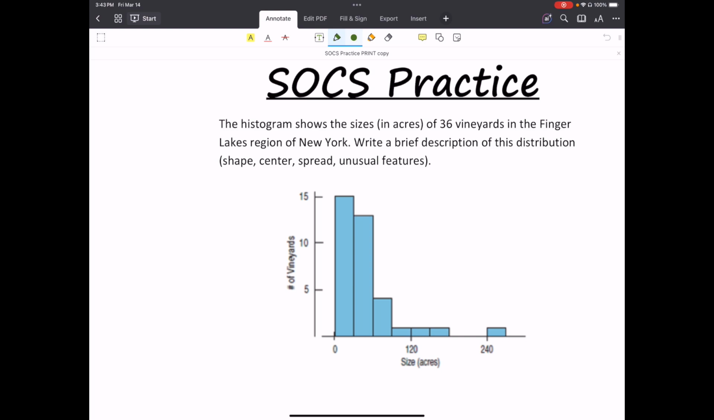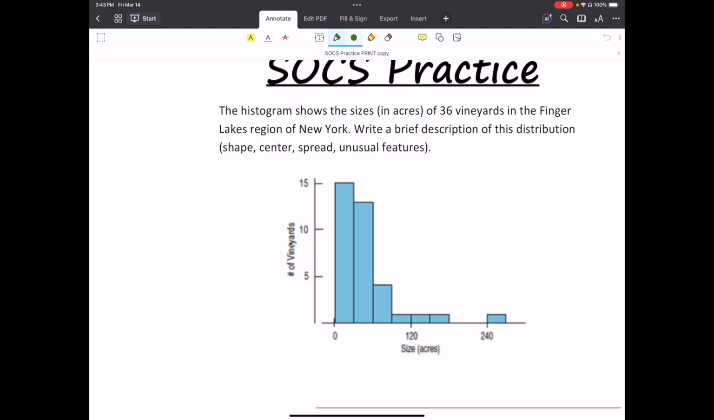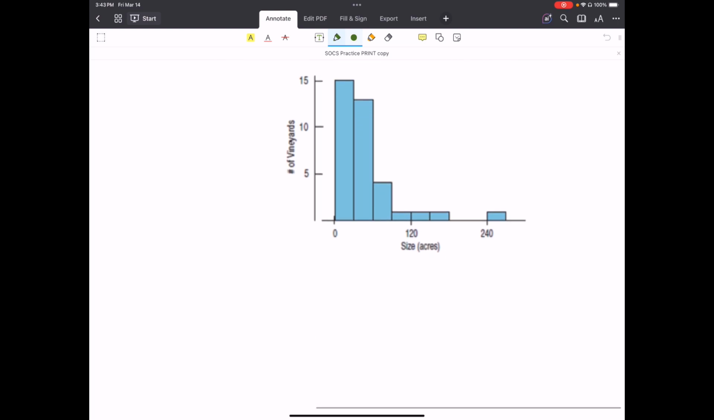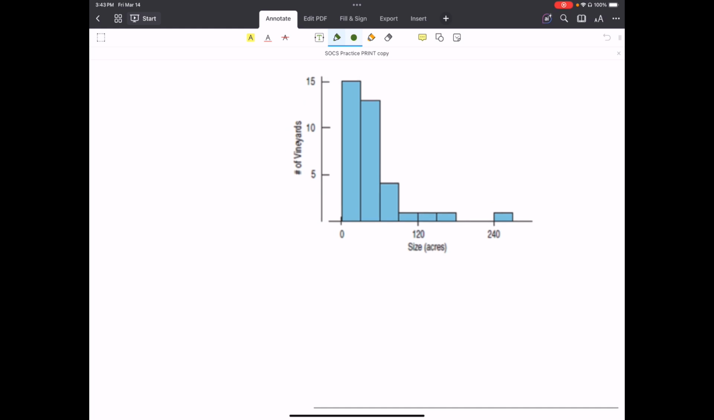So if we look at this sheet, our SOCS practice, it says the histogram shows the sizes in acres of 36 vineyards in the Finger Lakes region of New York. Write a brief description of this distribution. So whenever you see brief description, we're going to use SOCS. So our first one we're going to talk about is shape.